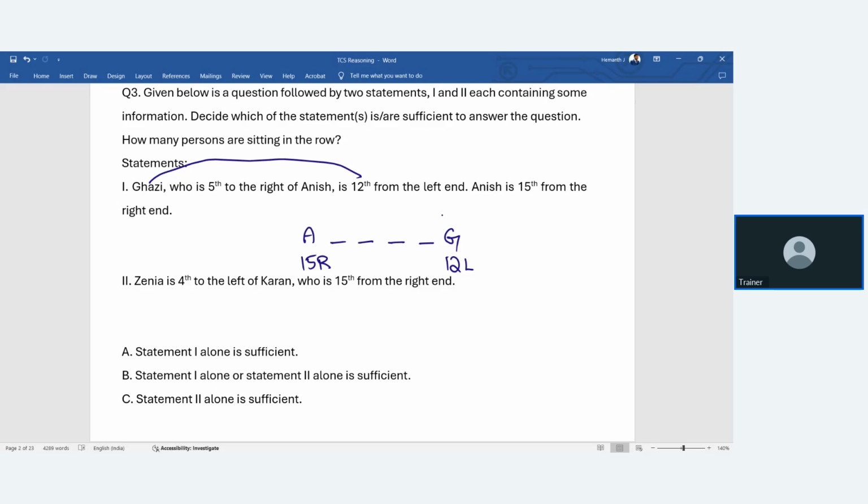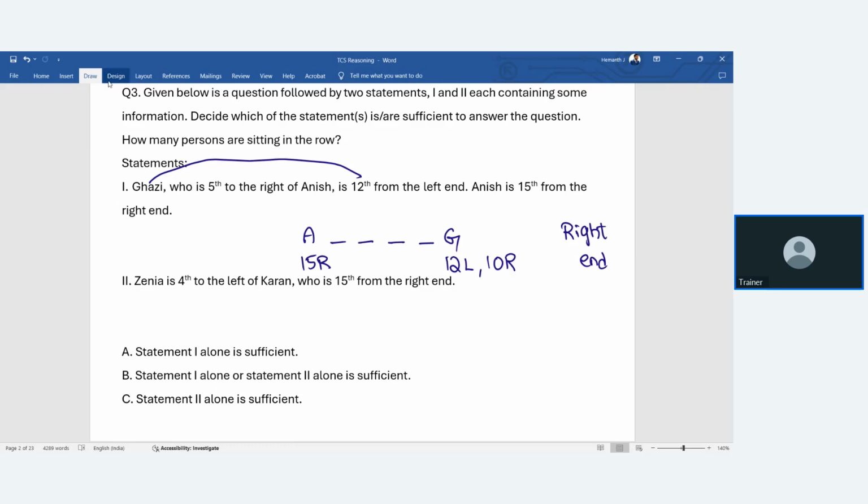Listen. Anish is 15th from right end. Gaji is 12th from left end. Now, if I keep going here, this is 15th right, this is 14th right, 13th right, 12th right, 11th right. This will be 10th from the right side. Right side is this one, the right end. As you go closer to it, the value will decrease. This is 14, 13, 12, 11, 10.